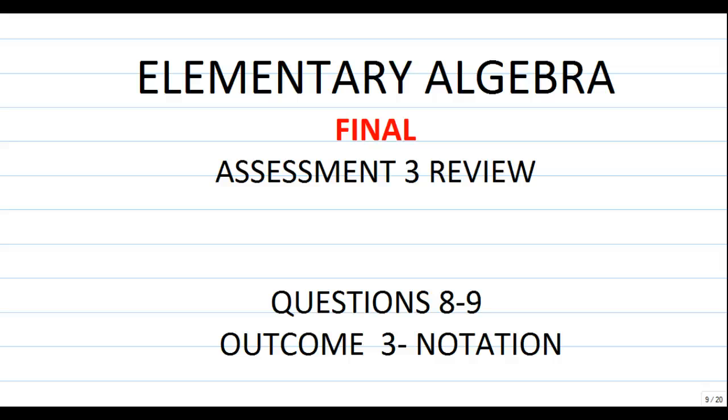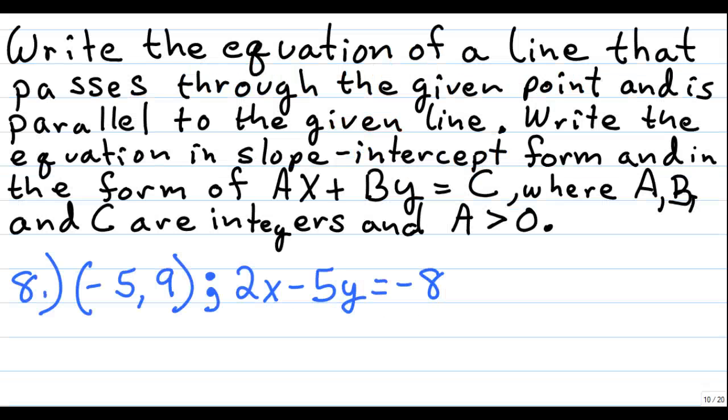Elementary Algebra, Final Assessment 3, Review, Questions 8 through 9, Outcome 3, Notation. The following instructions are given. Write the equation of a line that passes through the given point and is parallel to the given line. Write the equation in slope-intercept form and in the form of ax plus by equals c, where a, b, and c are integers and a is greater than 0.